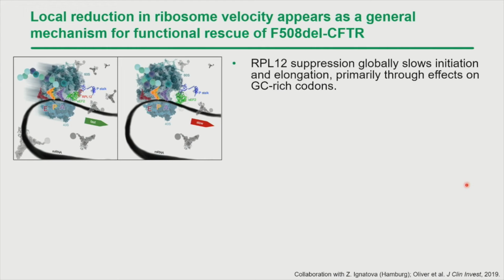And in collaboration with Zoya Ignatova at the University of Hamburg, we wanted to evaluate the effects of RPL12 suppression on the translatome. And so, again, I'm summarizing a large body of work that's already published that I would point you to, as well as the earlier work that was done with Gergely Lukacs' group and Annika Brockmann's group, as well as Eric Sorscher, where you can see that the effects were really nailed down in terms of, with single codon resolution, we performed RiboSeq to identify that RPL12 suppression is significantly slowing the rates of initiation and elongation, and this is primarily through effects on GC-rich codons.